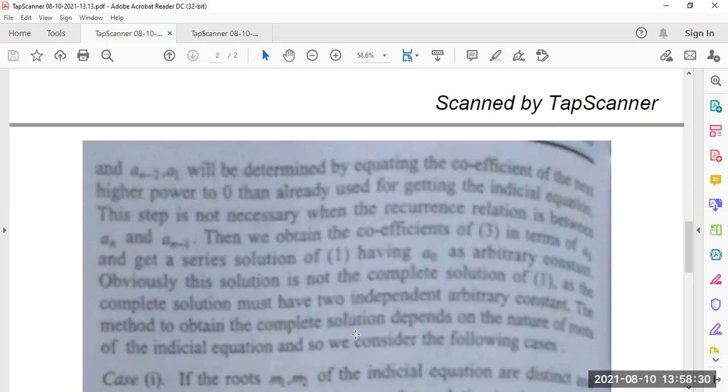The method to obtain the complete solution depends on the nature of the roots of the initial equation. So it depends upon the nature of the roots of the initial equation.